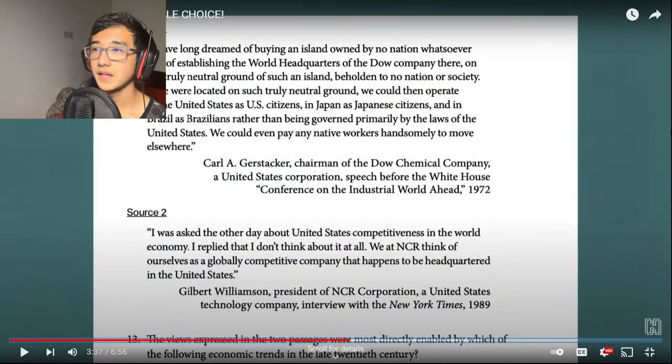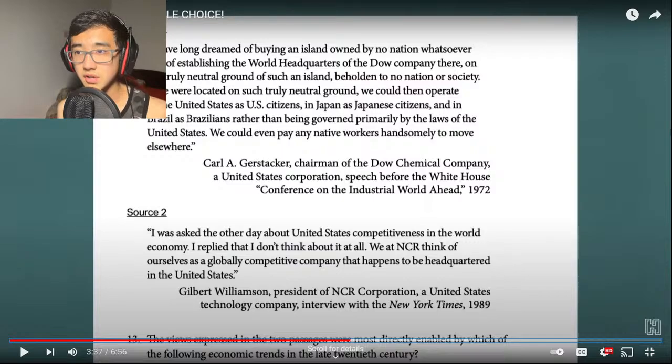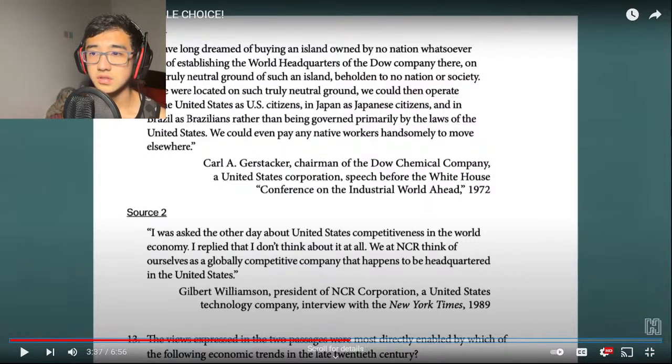I have long dreamed of buying an island owned by no nation whatsoever and establishing the world headquarters of the Dow Company there, on a truly neutral ground of such an island, beholden to no nation or society. If we are located on such truly neutral ground, we could then operate in the United States as US citizens, in Japan as Japanese citizens, and in Brazil as Brazilians, rather than being governed primarily by the laws of the United States. We could even pay any native workers handsomely to move elsewhere. Gerstacker, chairman of the Dow Chemical Company, a US corporation, speech before the White House in 1972.